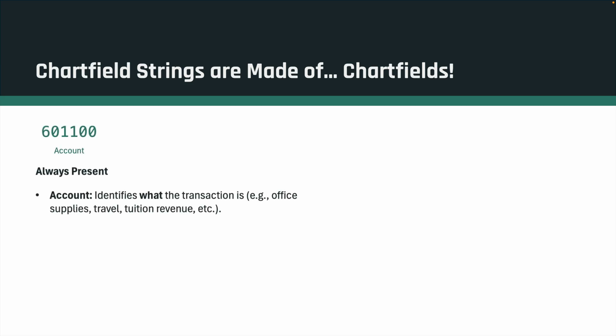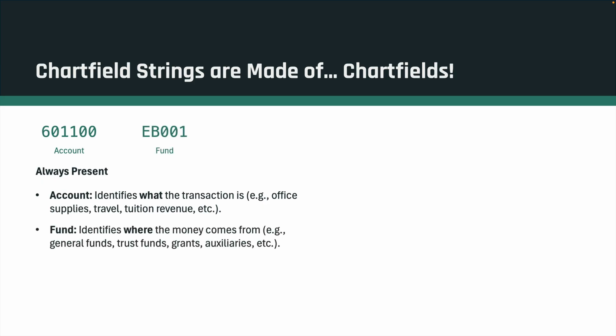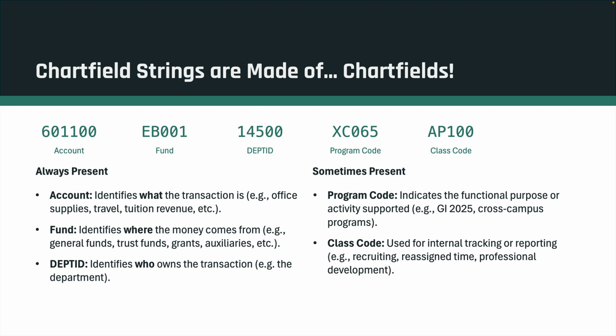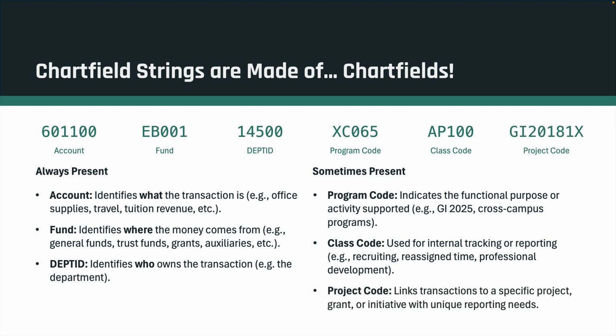Each chart field answers a specific question. For the account code, it's what is the transaction? The fund code, where is the money coming from? The department ID, who owns the transaction? The program code, what purpose or activity does the transaction support? The class code, what internal category or tracking use does the transaction have? And the project code answering, is the transaction tied to a specific project or grant?